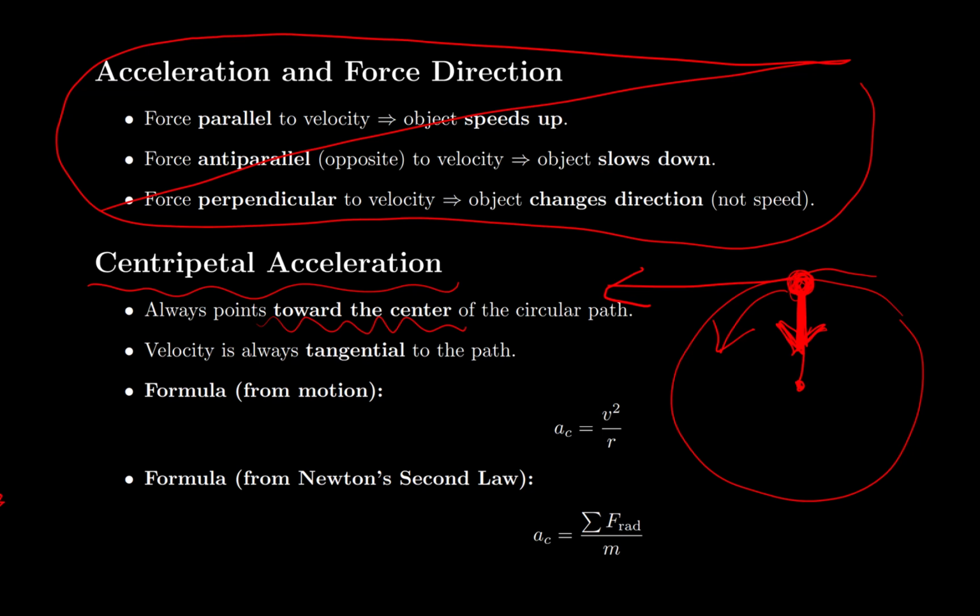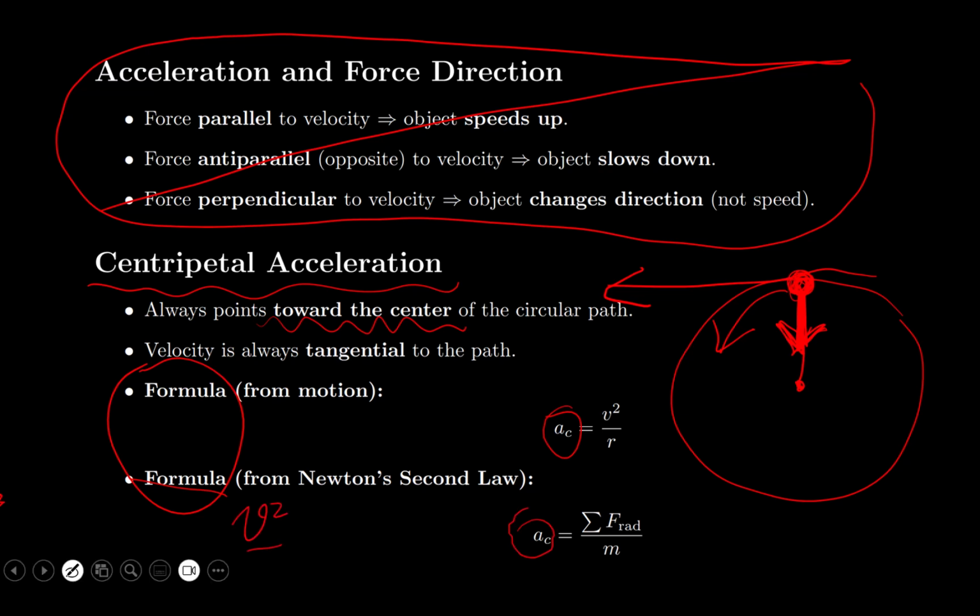There's a formula and another formula. You've noticed that these are the same, so you can combine them. Usually we write v squared over r. My bad: v squared over r is equal to the sum of the radial force over the mass. I'll talk to you about this formula later.